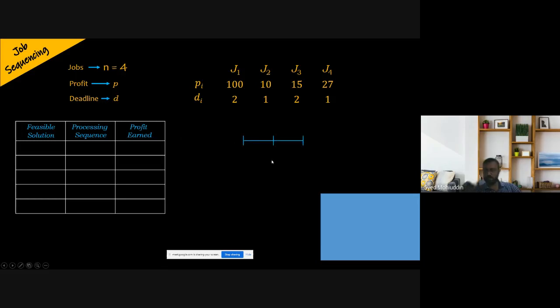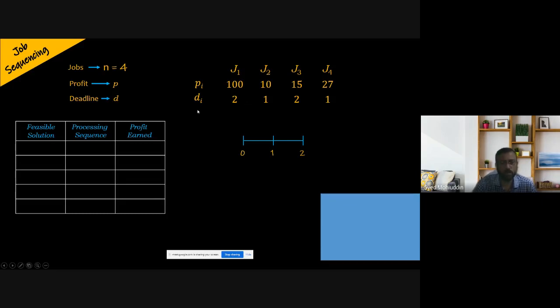Now let us look at the timeline. We have the timeline till 2. Let us consider this on a scale as 12 noon, 0th time, then 1 p.m., 2 p.m. Each job takes 1 unit of time to complete, and jobs have to be completed before their deadline.